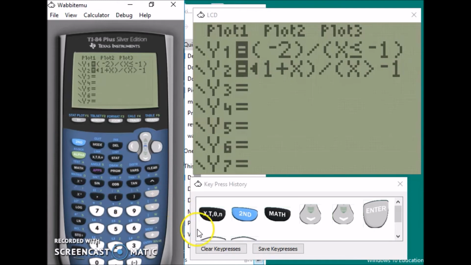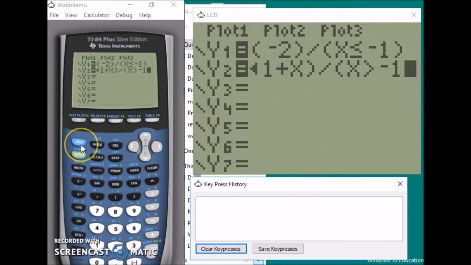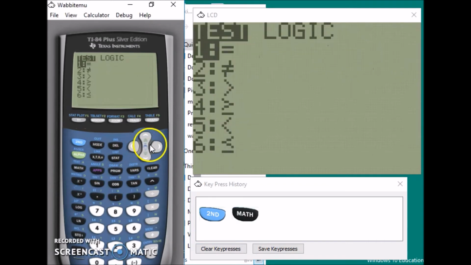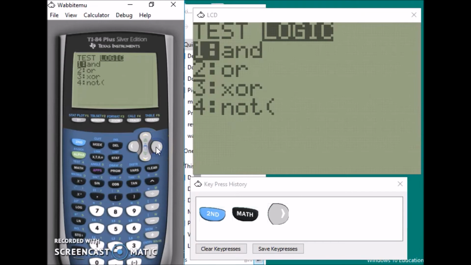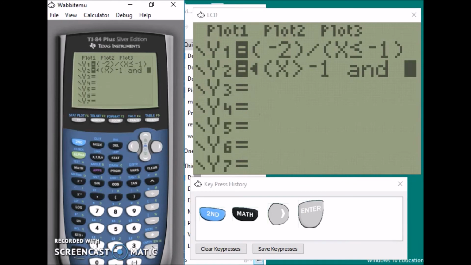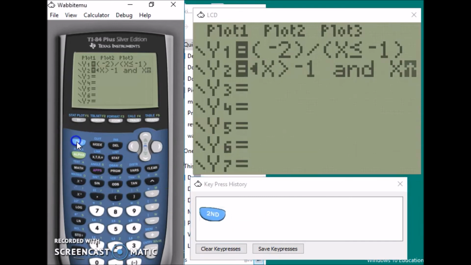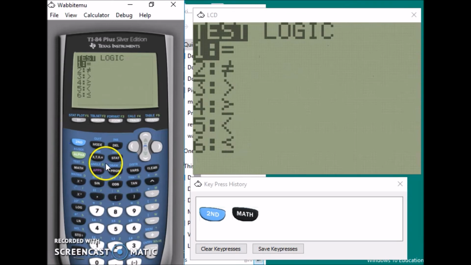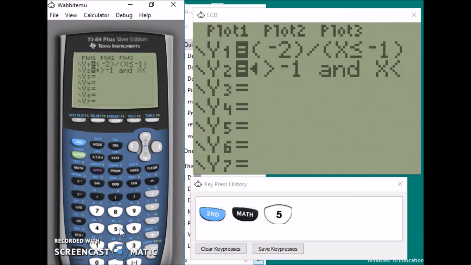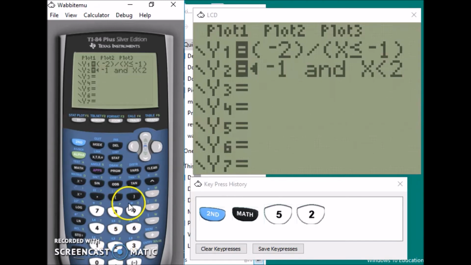And now I'm going to get the word and. So that'll be second math. And now I'm going to scroll over to the right and click on logic. And I'm going to use the word and. I'm going to do the same thing now. I got x is less than, so second math, less than is 5. And then that'll be 2. Close the parentheses.